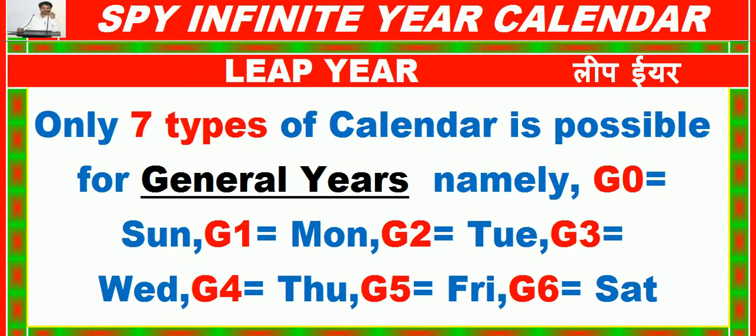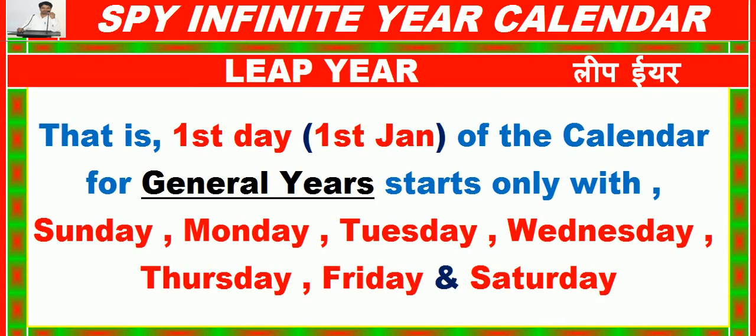Only 7 types of calendar are possible for general years, namely G0 equals Sun, G1 equals Monday, G2 equals Tuesday, G3 equals Wednesday, G4 equals Thursday, G5 equals Friday, G6 equals Saturday. That is, first day, 1st January, of the calendar for general years starts only with Sunday, Monday, Tuesday, Wednesday, Thursday, Friday and Saturday.